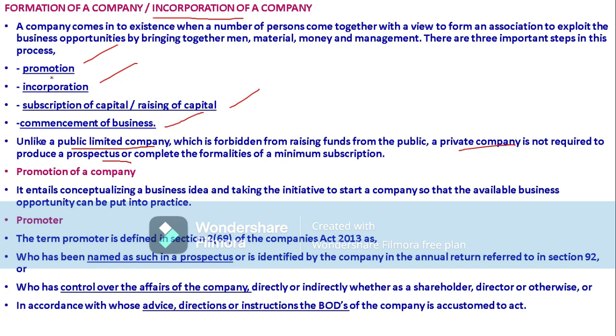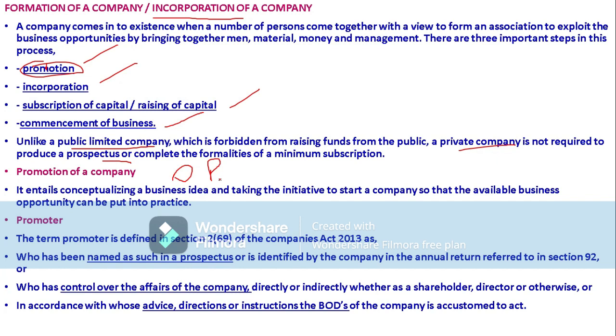Okay, so the first aspect is the promotion. So what does promotion of a company mean? Promotion of a company is the first important preliminary stage of the formation of a company. It is the process of organizing and planning the finances of a business enterprise, which means how to allocate the financial resources in promoting a company.